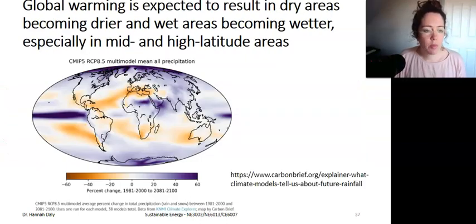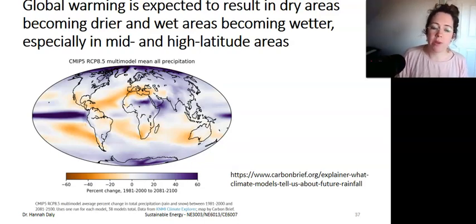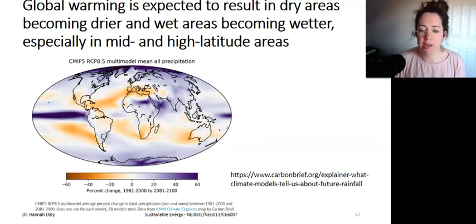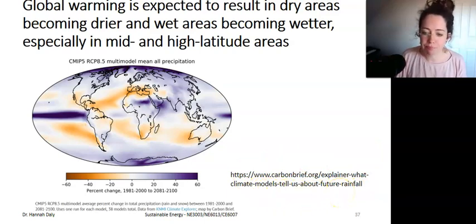Global warming also has very important implications for precipitation, and it's expected to result in dry areas becoming drier and wet areas becoming wetter, especially in mid and high latitude areas. And this is a good link if you're interested in what future rainfall will look like. The Mediterranean region in this model is expected to have around 20% less precipitation in 2100 in this scenario. And many areas in Africa, Australia, Chile, and North America are expected to become 10% drier. An interesting thing is that these changes tend to increase proportionally with warming. So double the warming implies double the change in wetness and dryness.